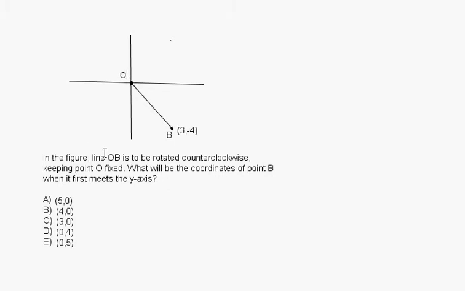So, first thing we want to do when there's a question with a lot of words is underline our key math vocabulary words, the important words. So, line OB, which is here, is to be rotated counterclockwise, that's the direction, keeping point O fixed. What will be the coordinates of point B when it first meets the y-axis? So those are our words. Underlining helps us understand what's going on.